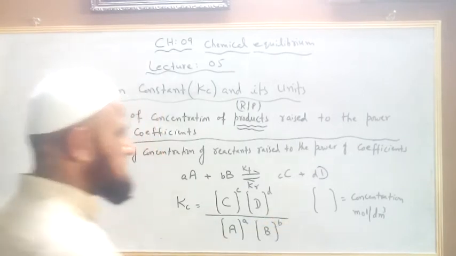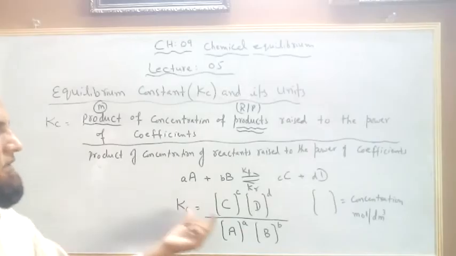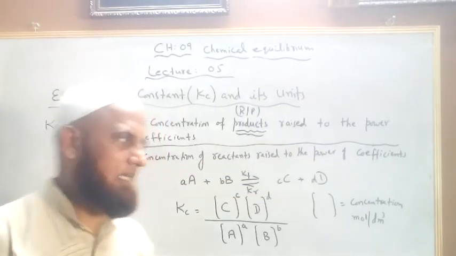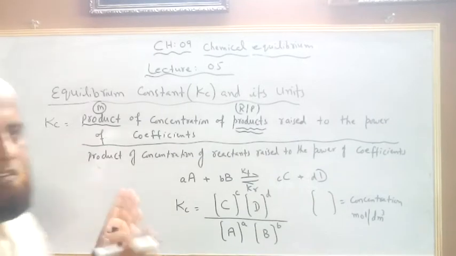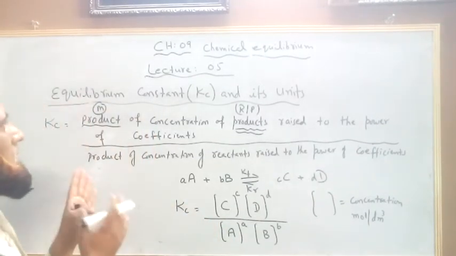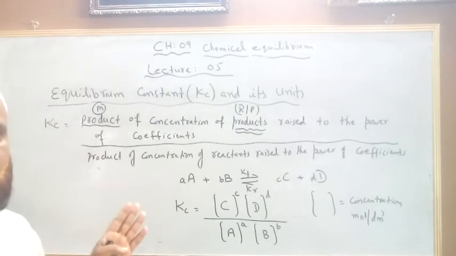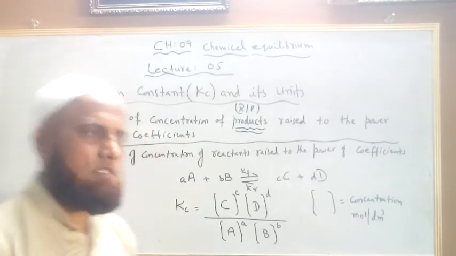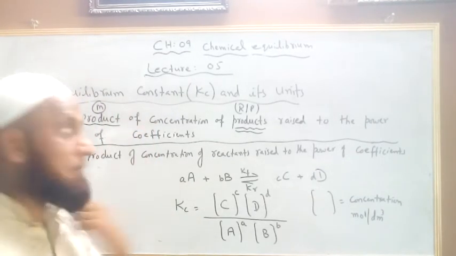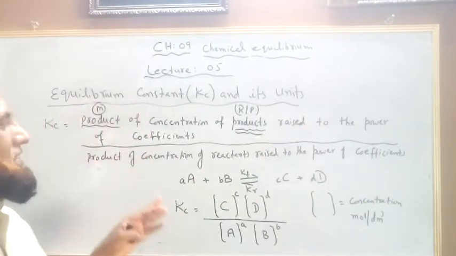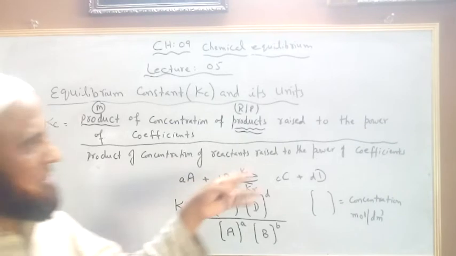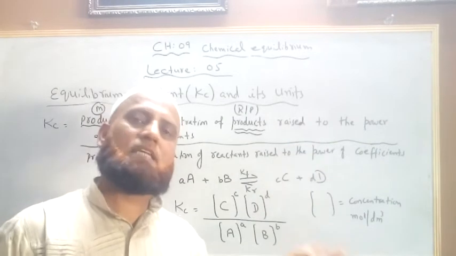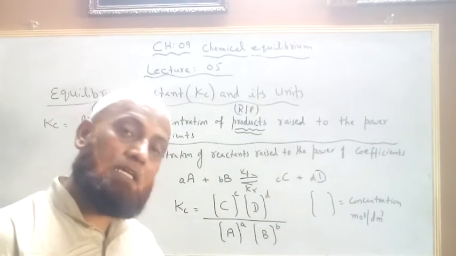So this is your proper definition: product of concentration of reactants raised to the power of coefficients. I hope you have got it. This is your equilibrium constant definition. Sometimes they ask in a short question: define equilibrium constant, or what do you mean by equilibrium constant? So it is the ratio between the product of concentration of products raised to the power of coefficient to the product of concentration of reactants raised to the power of coefficient as in balanced chemical equation.